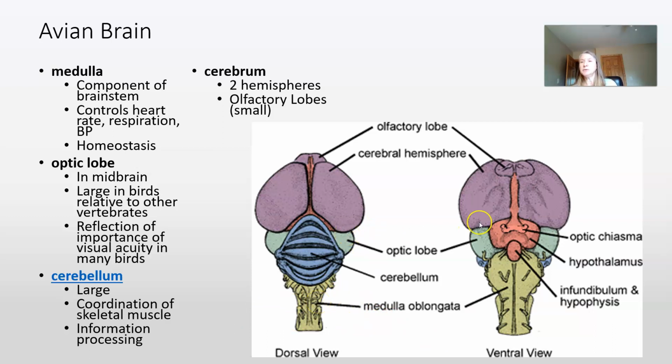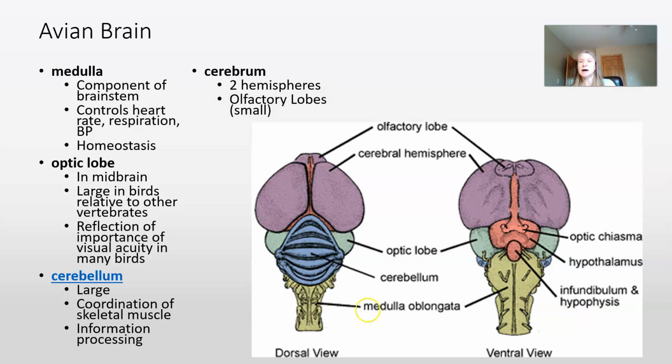The optic lobe here. So in mammals, that optic lobe is in the back, but it's in the midbrain. It's large in birds too, relative to other vertebrates. So the optic lobe is large, again, when you're comparing size-wise. And again, the size of brain structures is often associated with the importance. And here, this large optic lobe, birds have high visual acuity.